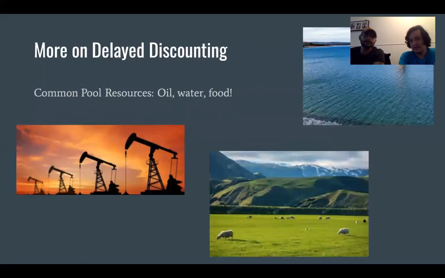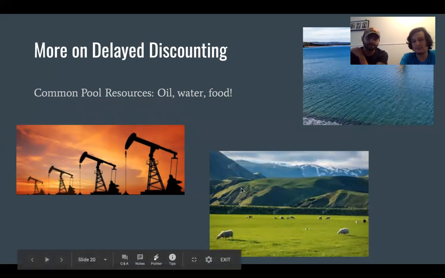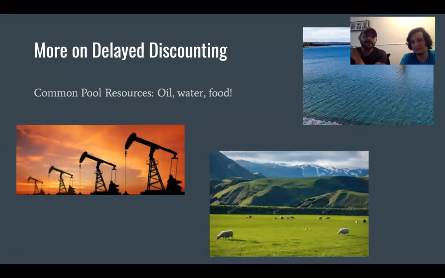Yeah, and one thing to think about is that this doesn't just apply to individuals, but you can also conceptualize it for large groups of people. One example is common pool resources. These are resources that are shared by many people, such as oil, water, and food, where more than one person owns a share of whatever that resource is. So take the example of grazing lands, right? Let's say you have thousands of acres being shared by hundreds of thousands of people, and each one of those people has X amount of cattle that can graze on that land.